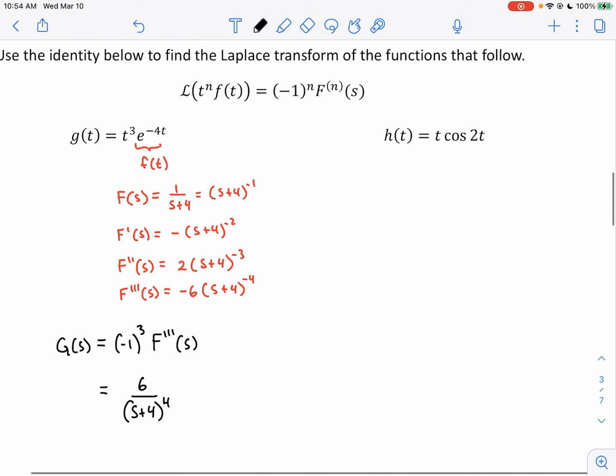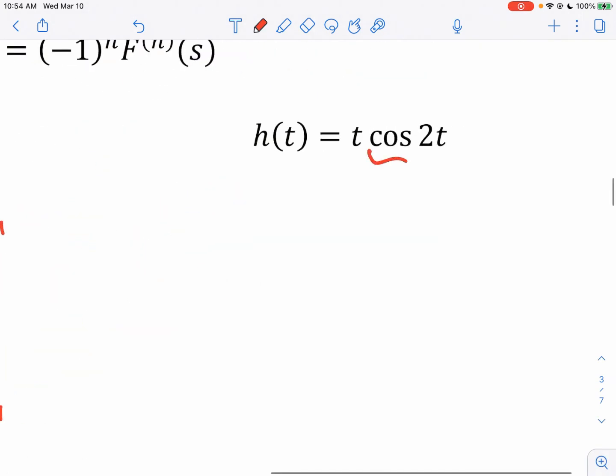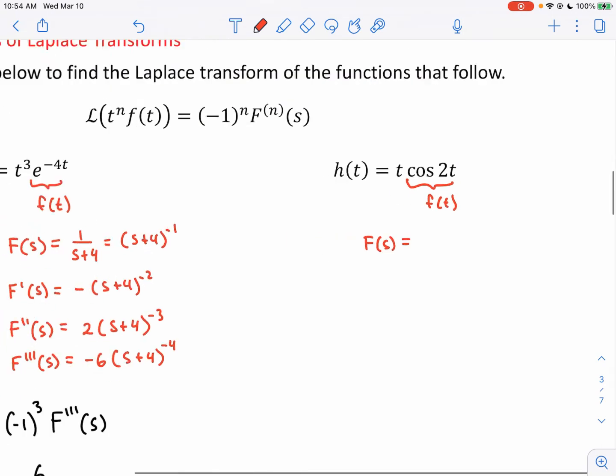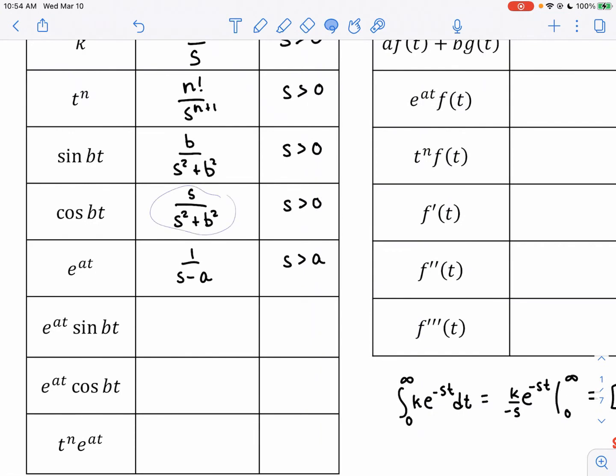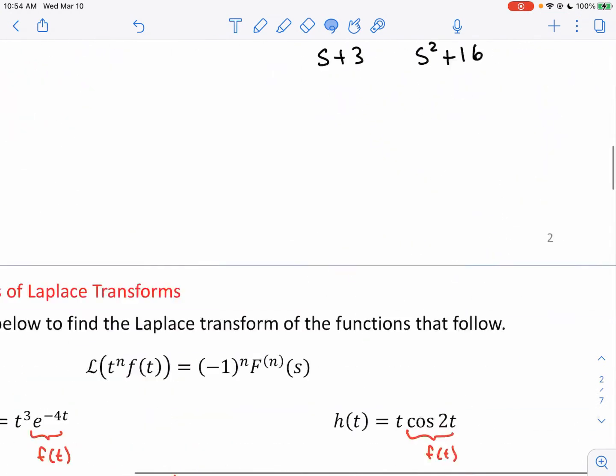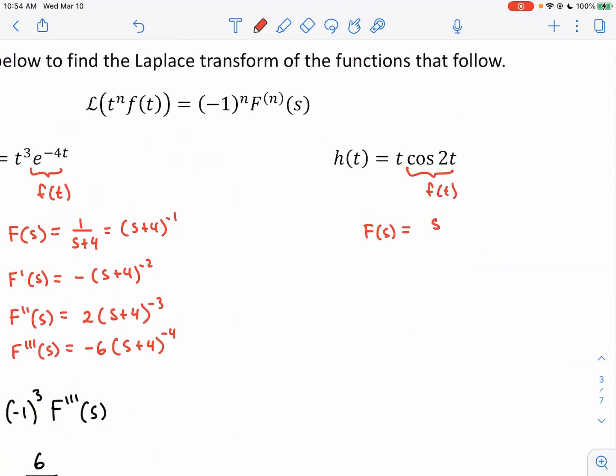Okay, let's do the next one. Identify what the f function is here. That's this part right here, our f of t. So our capital F of s function, the Laplace transform of cosine 2t, refer back to our table. It's s over s squared plus b squared, where b is 2. So plus 2 squared, which is 4.